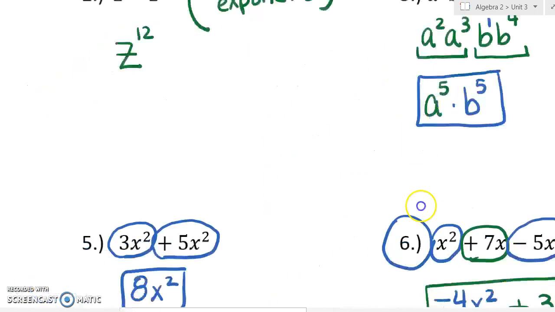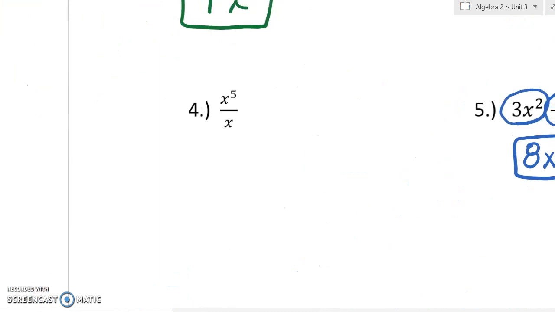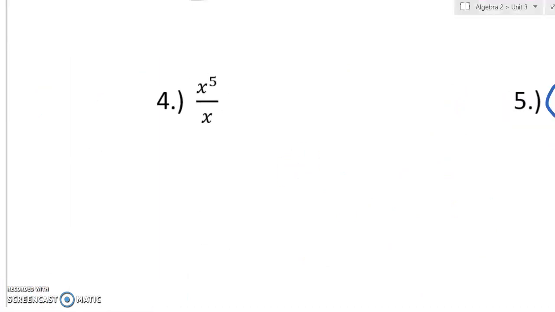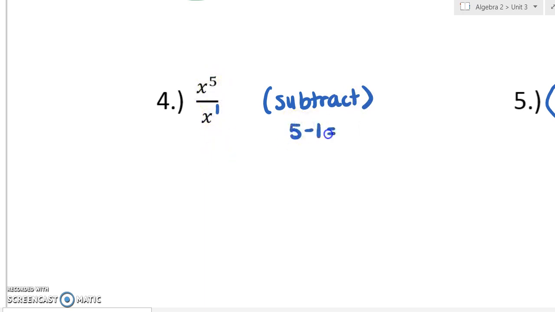All right, let's look at example 4. Example 4, we are dividing these bases, so I know that I have to subtract the exponents. And so I have x to the 5th divided by x to the 1 power. And 5 minus 1 equals 4. So my answer is going to be x to the 4th power. And we are done with that one.